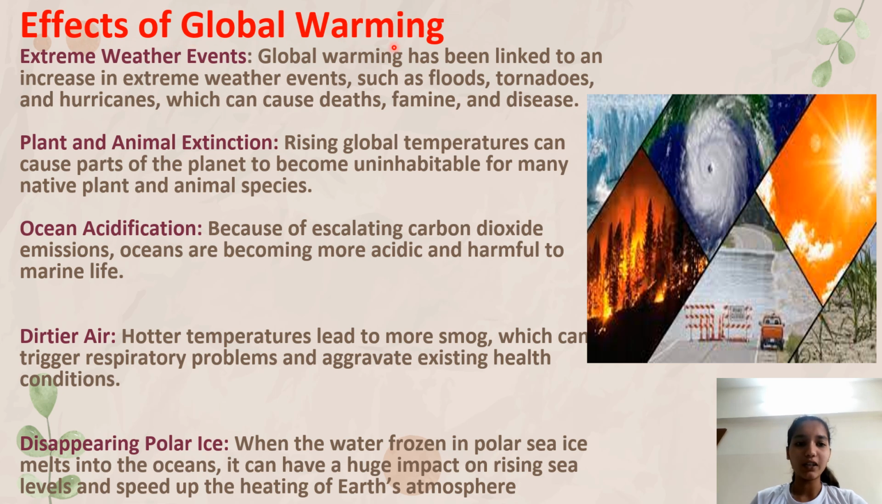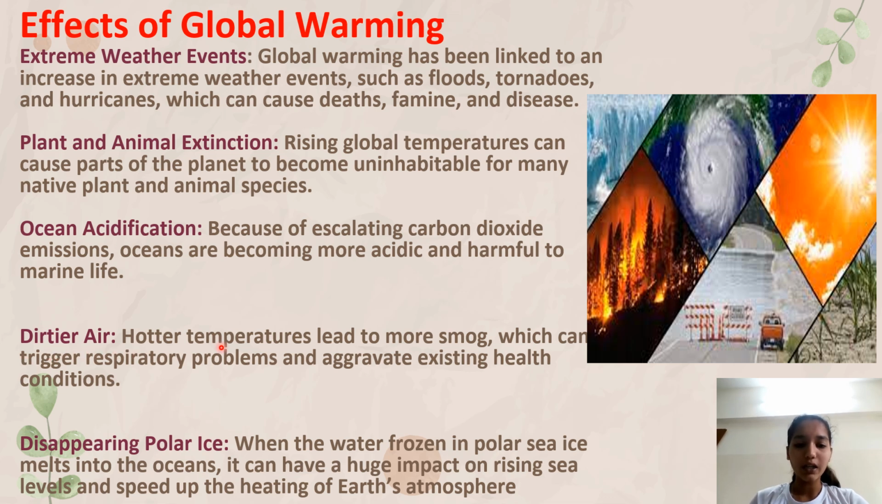Effects of global warming. Extreme weather events. Global warming has been linked to an increase in extreme weather events such as floods, tornadoes, and hurricanes, which can cause deaths, famine, and disease. Plant and animal extinction. Rising global temperatures can cause parts of the planet to become uninhabitable for many native plant and animal species. Ocean acidification. Because of escalating carbon dioxide emissions, oceans are becoming more acidic and harmful to marine life.